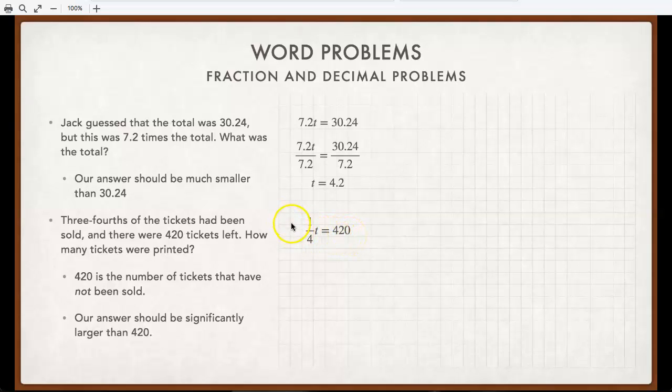To get that variable by itself, we can either divide by 1/4 on each side or just multiply by 4. Quarter t times 4 equals 420 times 4. Our total is 1680. And that makes sense because that's about 4 times. In fact, it's exactly 4 times 420, which we said was 1/4 of the tickets.